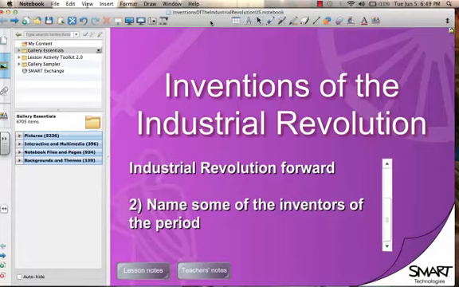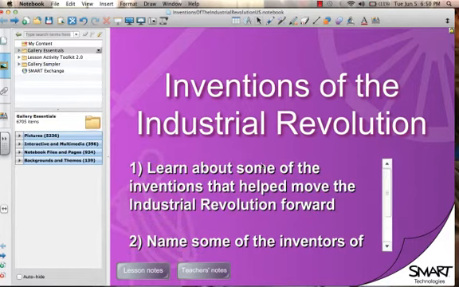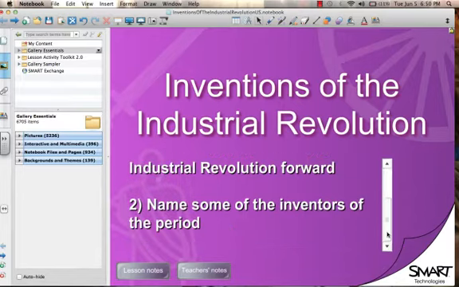Okay, this smart notebook is a lesson about the inventions of the Industrial Revolution. Here's the first page, and it gives an overview that prepares the student for what they're going to be learning. They're going to learn about some of the inventions that helped move the Industrial Revolution forward, and they're going to be able to name some of the inventors during this time period.